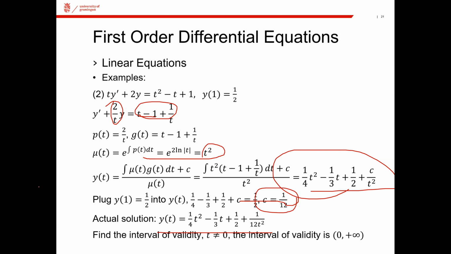And for the IVP problem, we always have to find the interval of validity. In this case, since t squared is in the denominator, t cannot be 0. And in the initial condition, the t0 is 1. So the interval of validity should contain 1 here. So the interval of validity is from 0 to positive infinity.